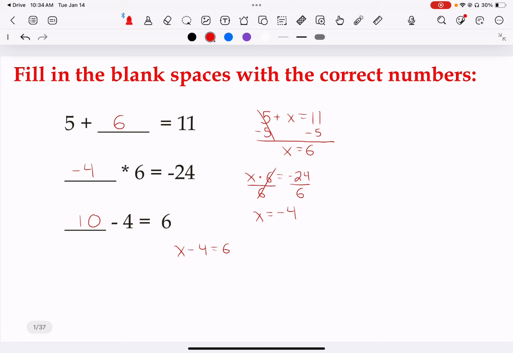The opposite operation of subtracting 4 is adding 4. So I'm going to add 4 to both sides, and I'm left with x is equal to 10.